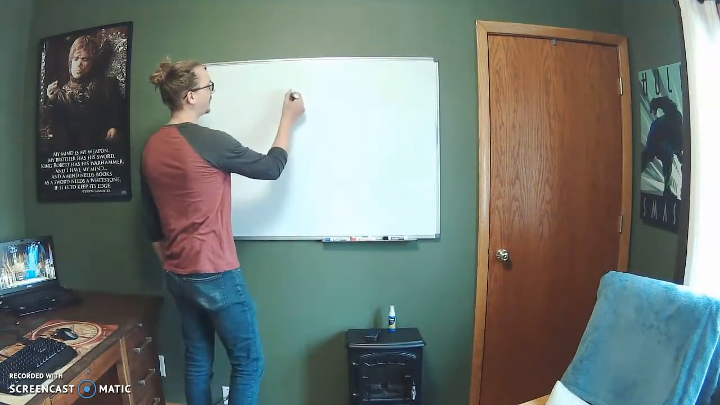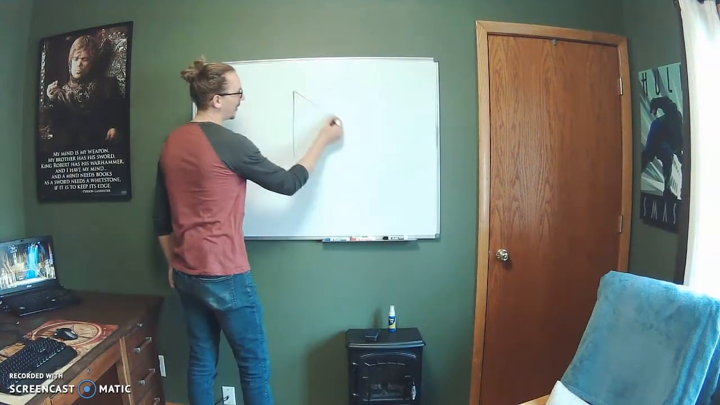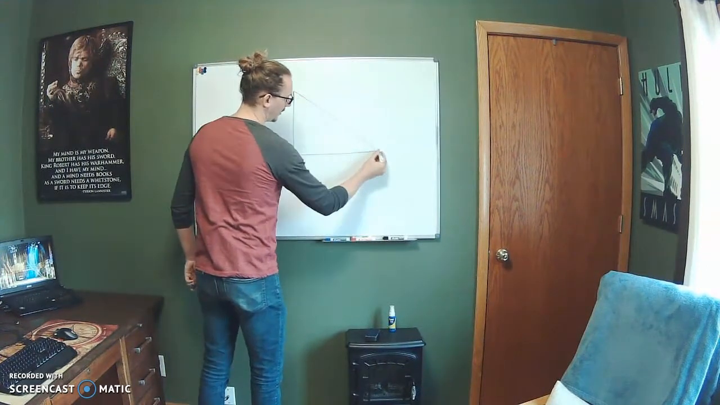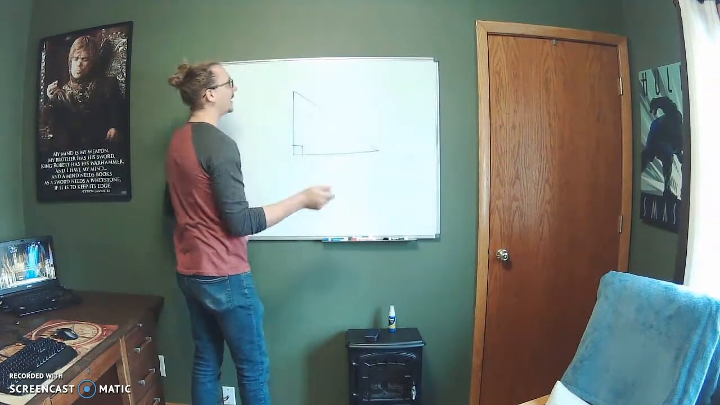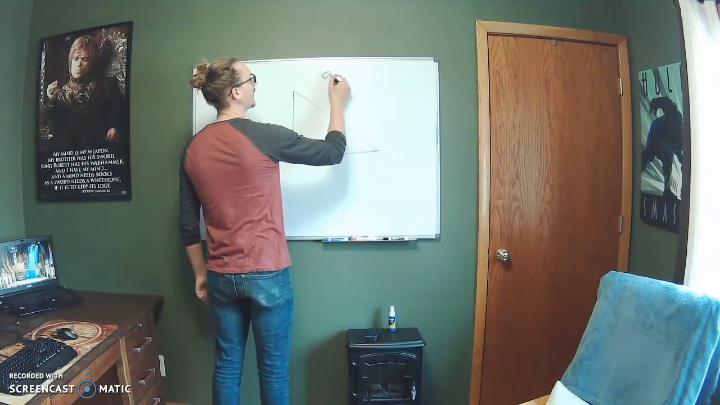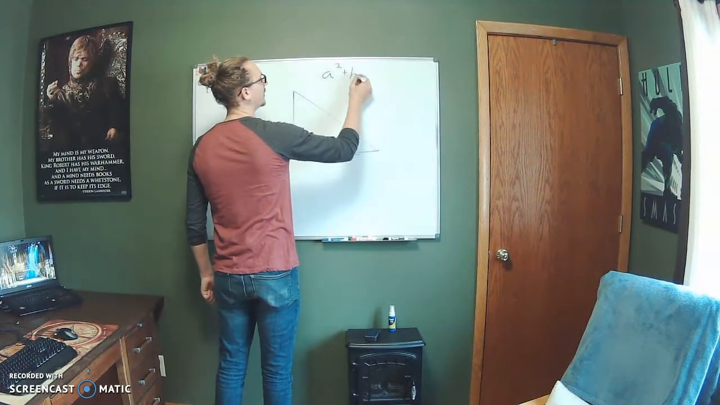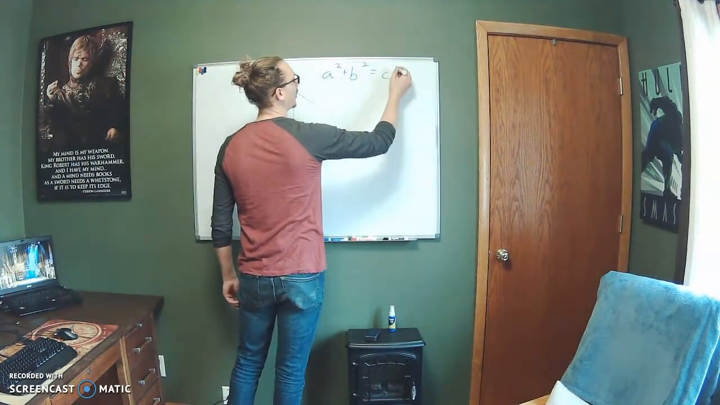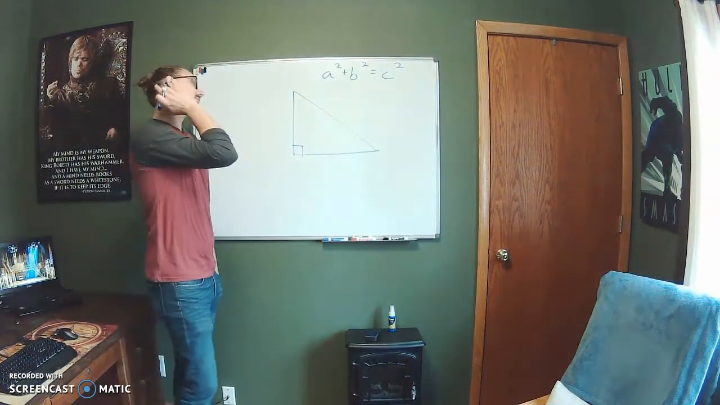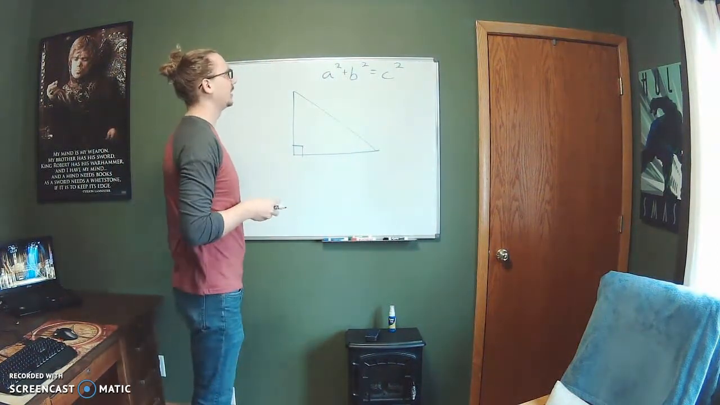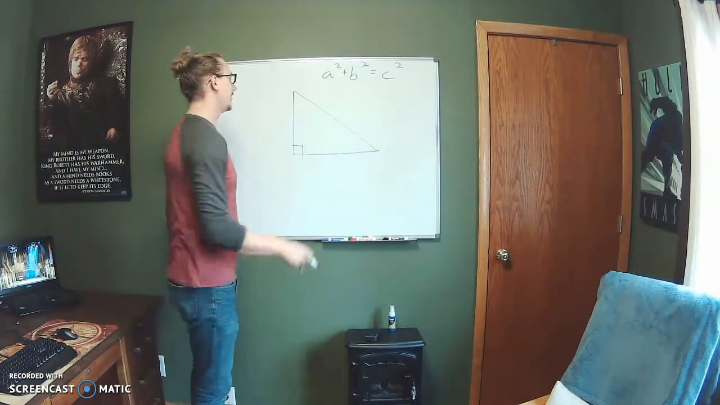So remember that means that we are dealing with right triangles, so triangles that have right angles in them, like that marker. And the formula is a squared plus b squared equals c squared.